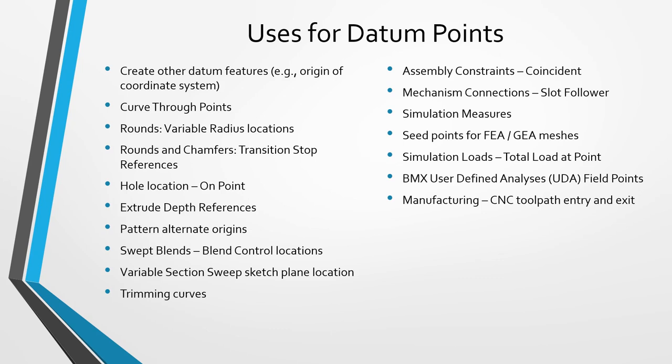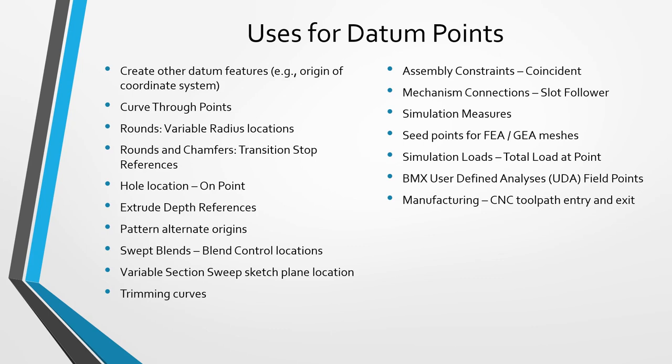You can use them to define simulation measures. For example, if you are doing testing later on, you might want to create measures at the different locations where you'll have your strain gauges located. You can use them as seed points for meshes in order to make sure that you get elements at different locations. Also, if you're doing loads in simulation mode, if you want to apply a moment to a cylindrical surface, there's a method called total load at a point.